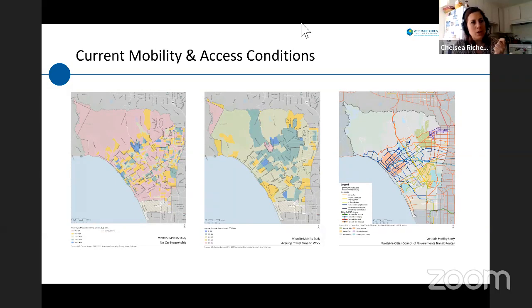And then, of course, you can see all of the wide variety of bus services that are available up through the region and to other regions surrounding as well. Next slide.